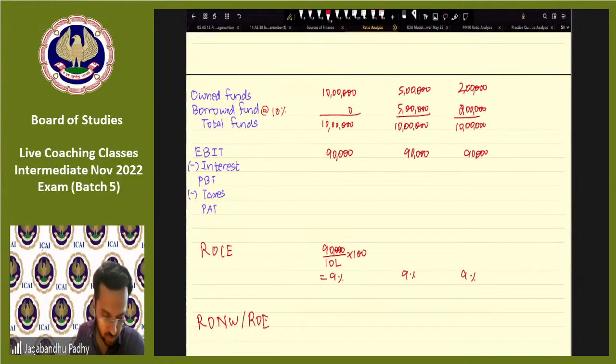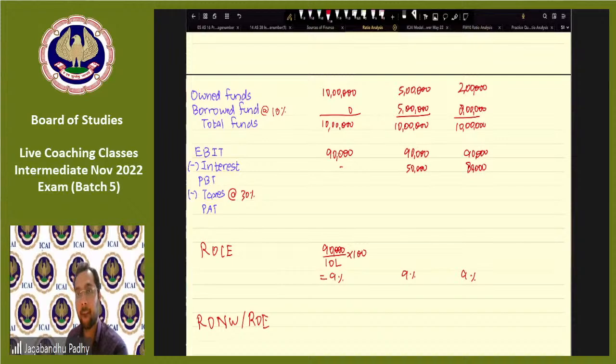So, here it will be 50,000. Here it will be 80,000. Take tax as same 30%. Take the tax rate as 30% itself. PBT is 90,000, this 40,000 and this is 10,000. So taxes at 30% is 27,000.